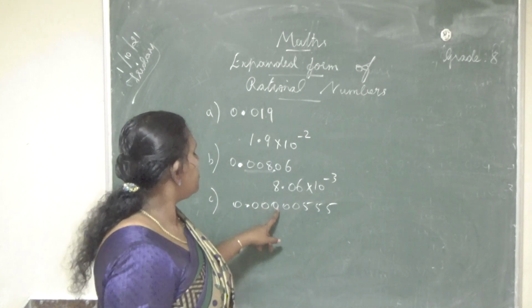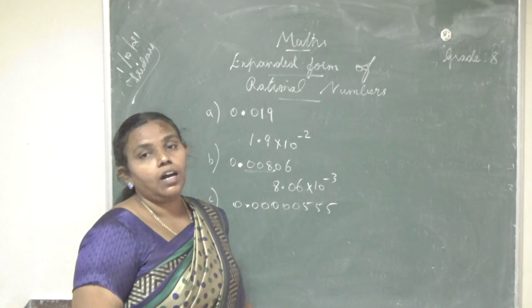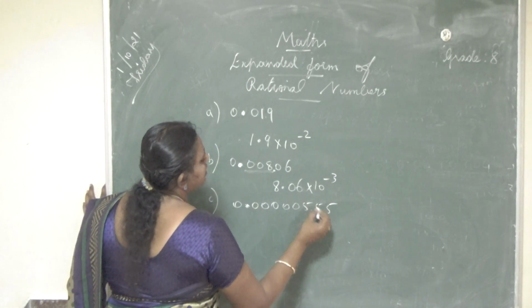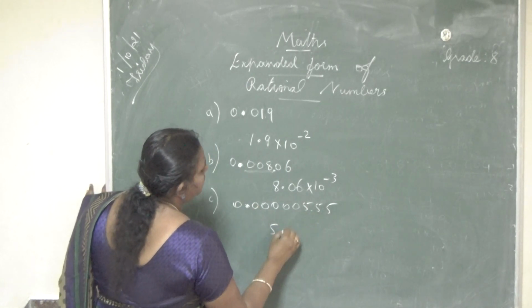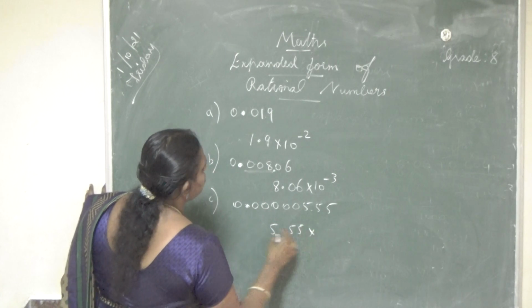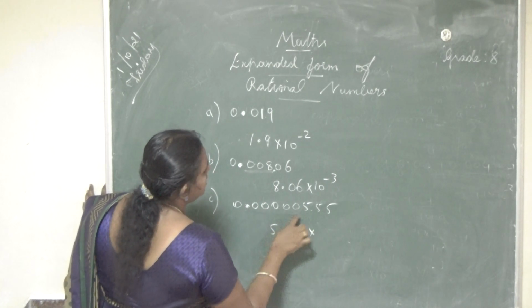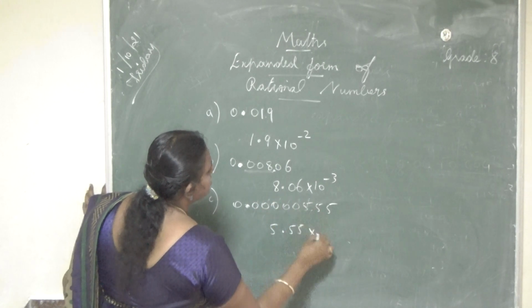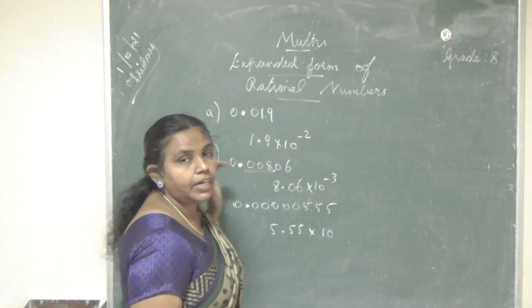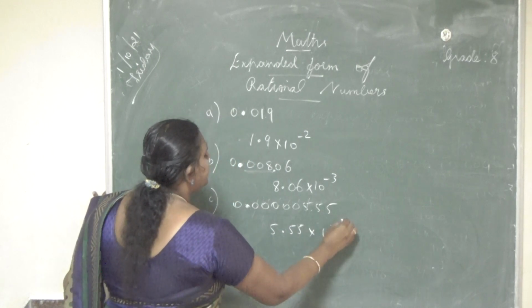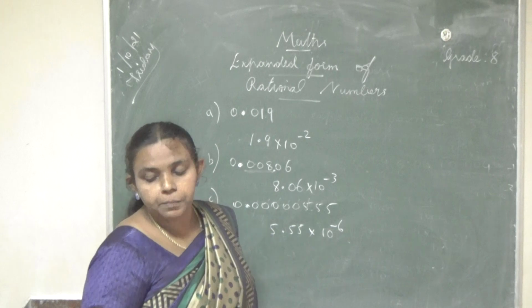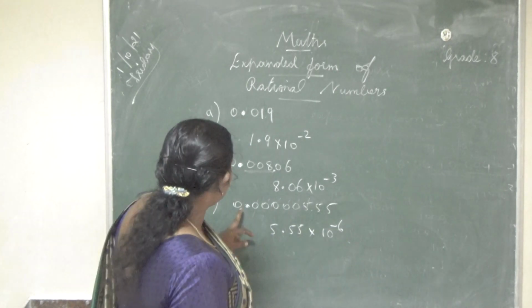0.000055, how to write? See, this decimal number we are going to change here. 5.55 into how many digits have I moved? See, 1, 2, 3, 4, 5, 6. So what you have to write? 10 the power minus 6. Okay, 10 the power minus 6.